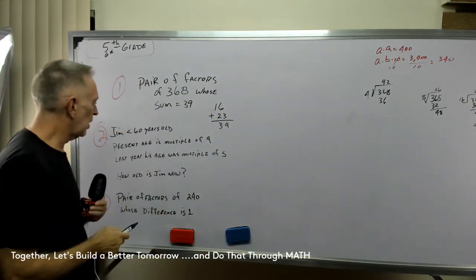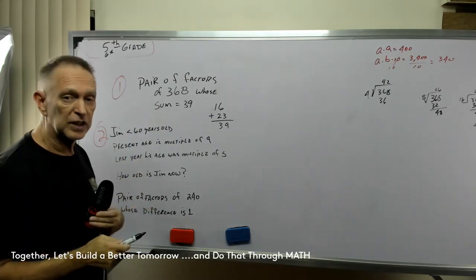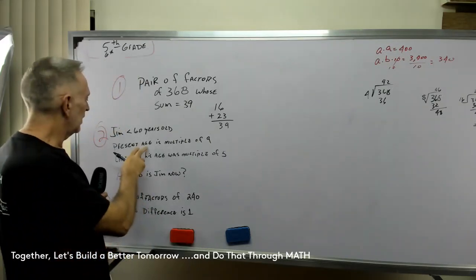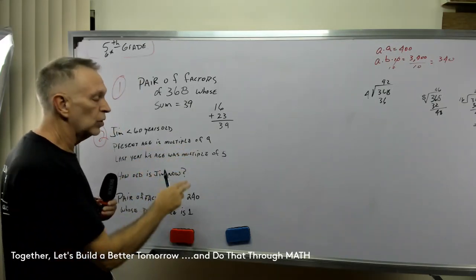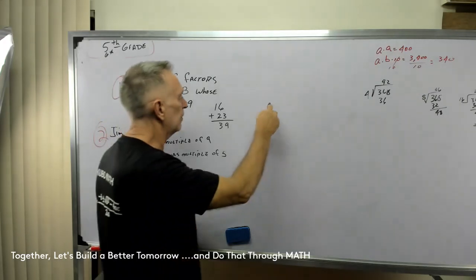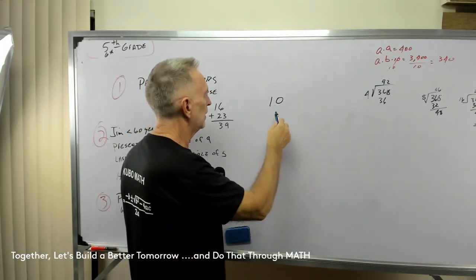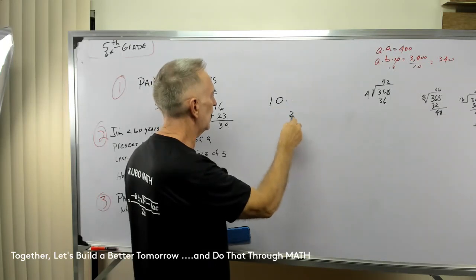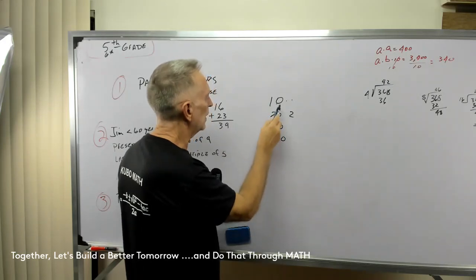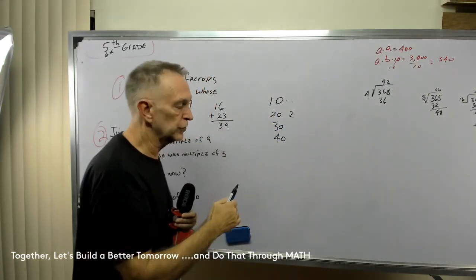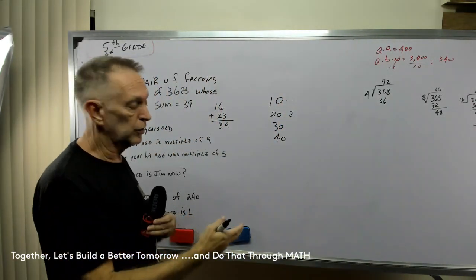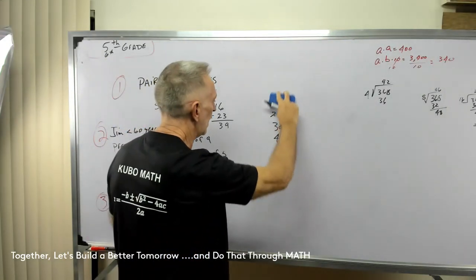This next one is a good problem. Jim is less than 60 years old. Oh, he's younger than me, I'm 64. All right, his present age is a multiple of 9. When you think about multiples, let's say I have the number 10. Well, that's 10 times 1. 10 times 2 is 20. 10 times 3, 30. 10 times 4, 40. These would all be multiples of 10. You just take 1, 2, 3, 4, 5 times whatever number you're looking at, and that would be considered a multiple.